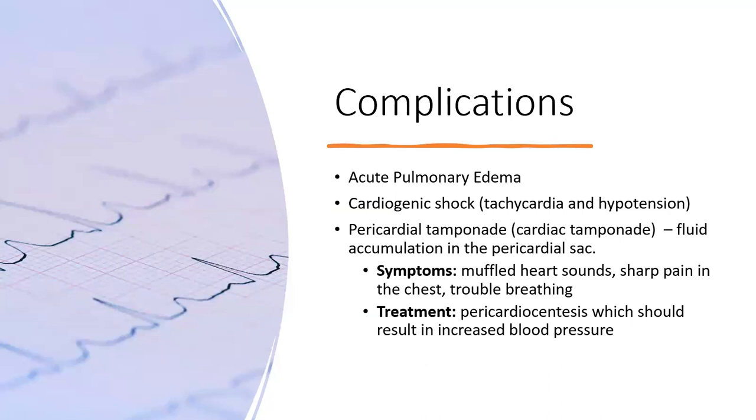Cardiogenic shock, which will cause tachycardia and hypotension. Pericardial tamponade, which is the same thing as cardiac tamponade, which is that fluid accumulation in the pericardial sac. Your symptoms are things like muffled heart sounds, sharp pain in the chest, trouble breathing, and your treatment is pericardiocentesis, which, if the procedure is effective, what you should see is a rise in blood pressure. So hopefully once we get the fluid off, the heart starts pumping appropriately again, and I want to see a rise in blood pressure with them.